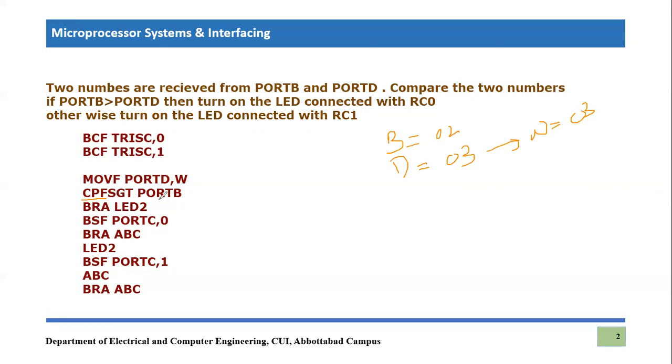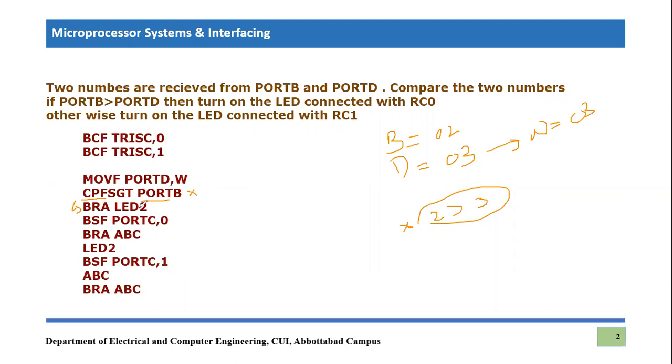We are comparing a file, port B, with the working register, because we know that in the background it compares with the working register content. So the port B value is 2, and it is being compared with the working register, which is 3. So we are checking whether 2 is greater than 3 or not. This condition is false, so there will be no skip. What is going to happen is we will go to the next instruction, which is branch to led2.